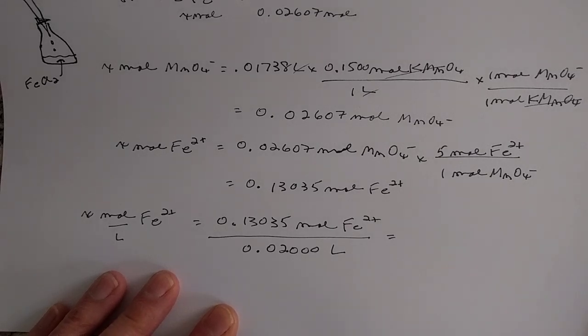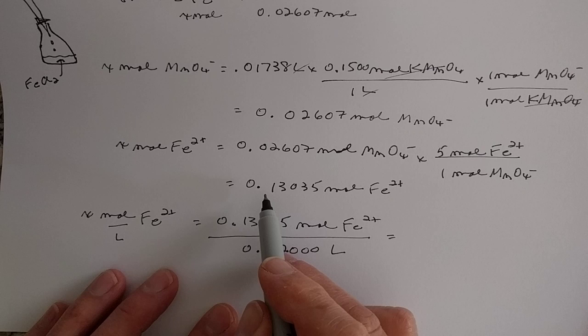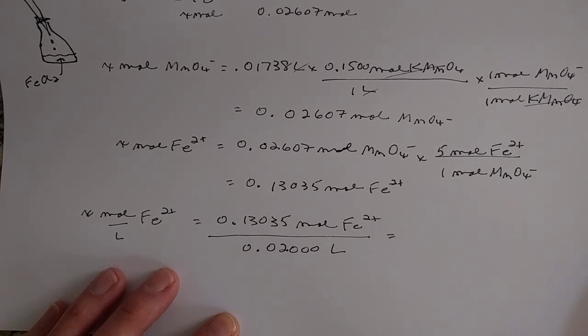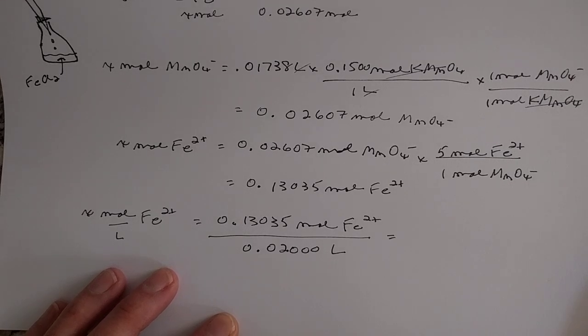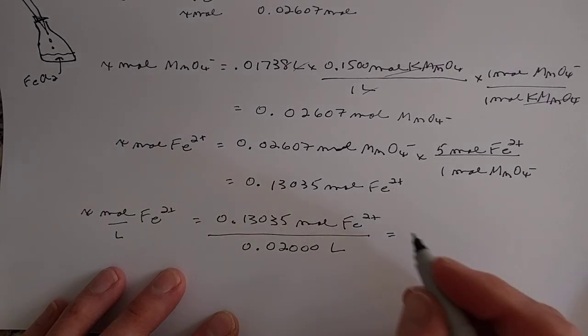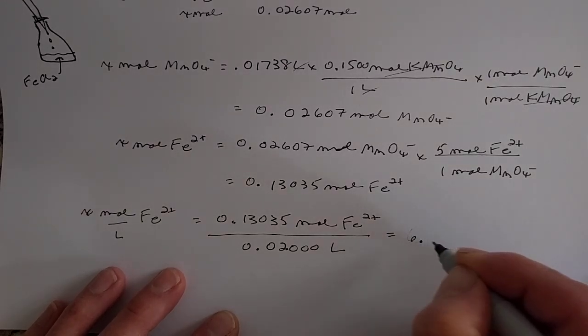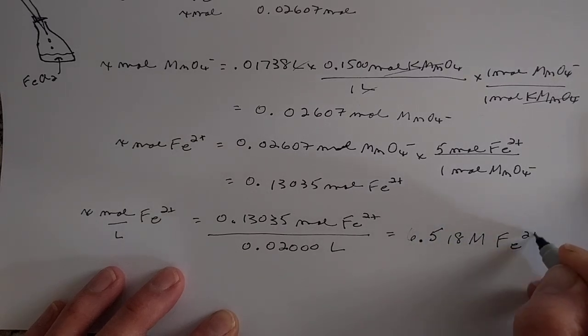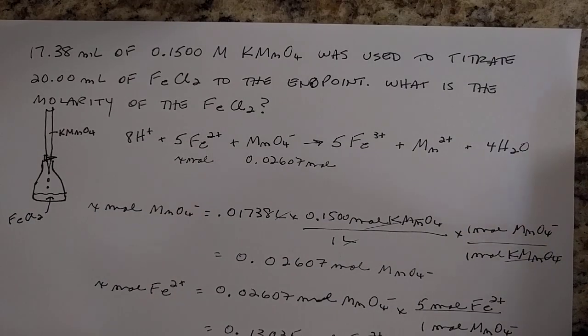So do the math, divided by 0.02 equals, I think I did something wrong. Oh, that's supposed to have a 0 there, I bet. No, what's wrong? 0.13035 divided by 0.02 equals, oh, that's saying 6.5. I don't think it's 6.5. I did something wrong somewhere. I don't know where. Could that be right? Oh, I don't know. I guess I'll just put it. I don't think that's right. 6.518 molar Fe2+. I do not think that's right.